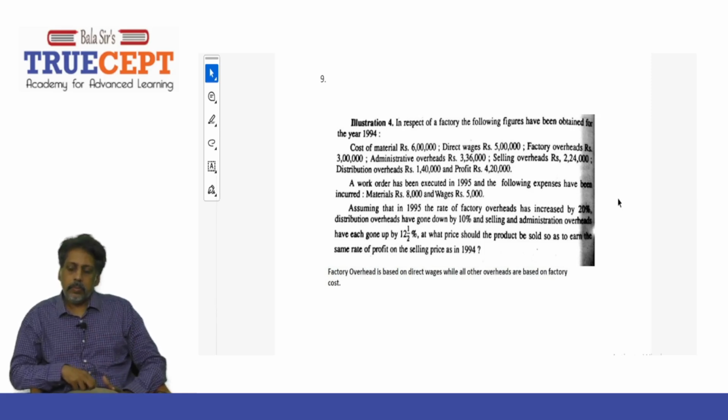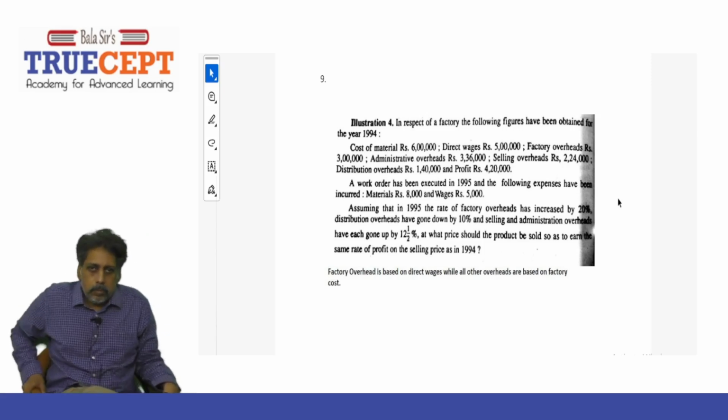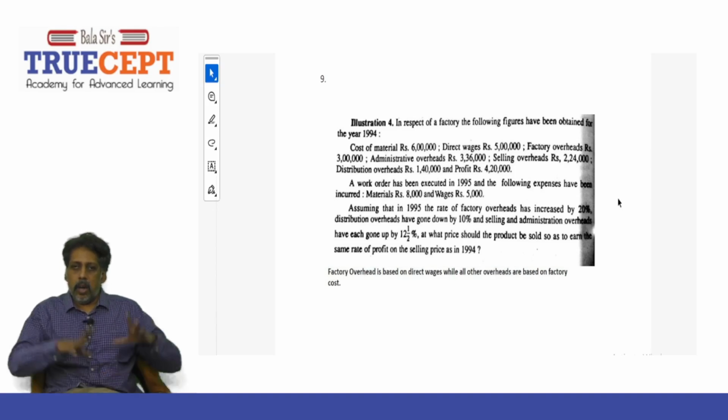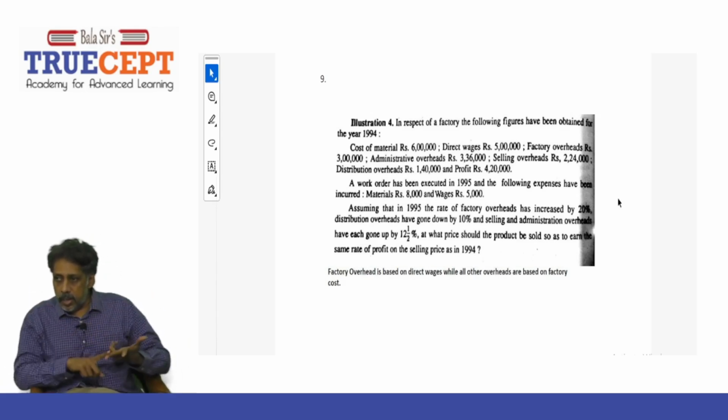In respect of a factory, the following figures have been obtained for the year 1994. Cost of material rupees 6 lakh, direct wages rupees 5 lakh, factory overhead rupees 3 lakh, administrative overhead rupees 3,36,000. Selling overhead rupees 2,24,000. Distribution overhead rupees 1,40,000 and profit 4,20,000. So these are the numbers given for the year 1994.